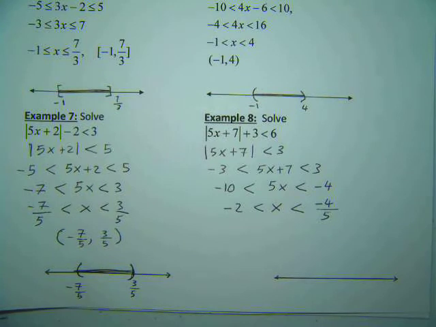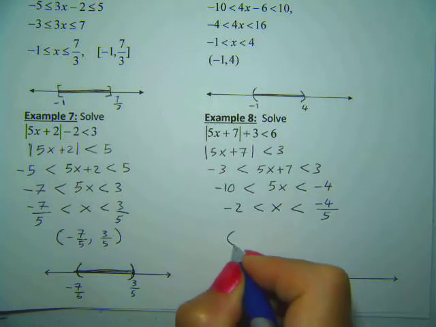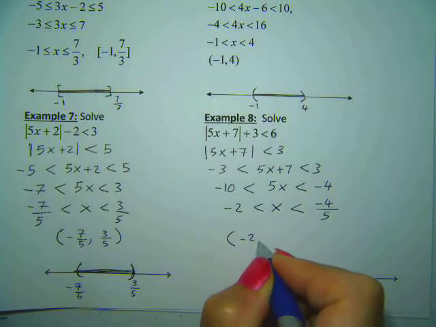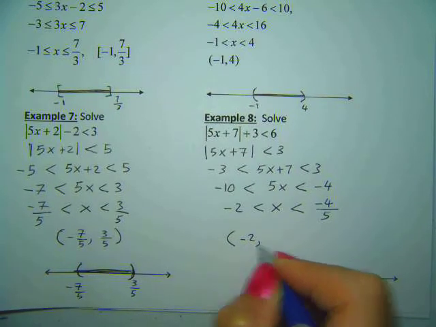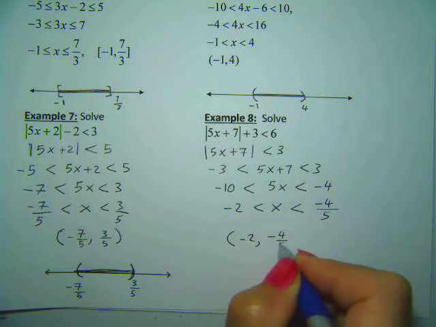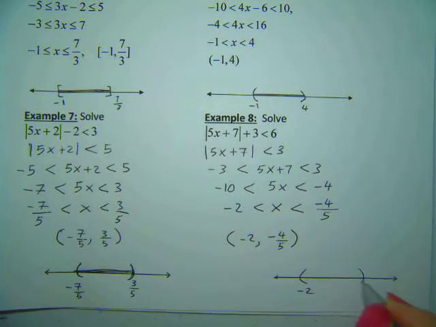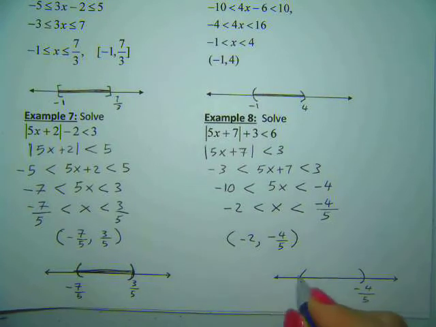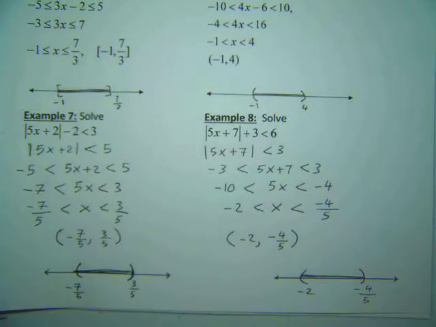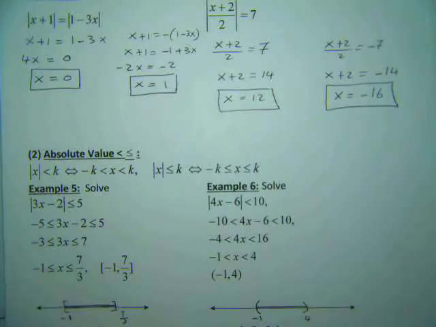Okay, so now what do we have? Well, let's see. We have from negative 2 to negative 4/5, open on both sides. The same thing for the graph. Okay, let's look at some more examples.